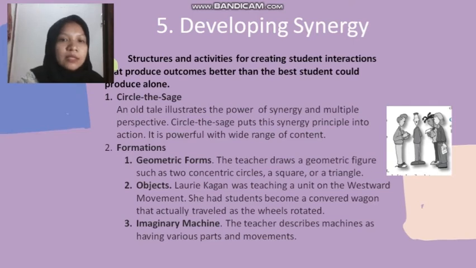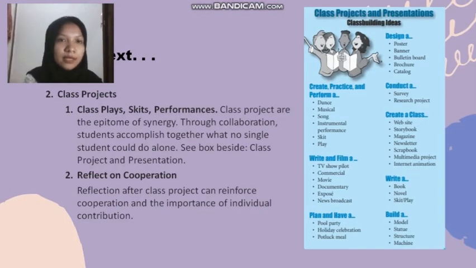The next is imaginary machine. The teacher describes a machine as having various parts and movements. Next, class project. There are two points of class project. Class play, skit, performance. Class projects are the epitome of synergy. Through collaboration, students accomplish together what no single student could do alone. See box beside class project and presentation.